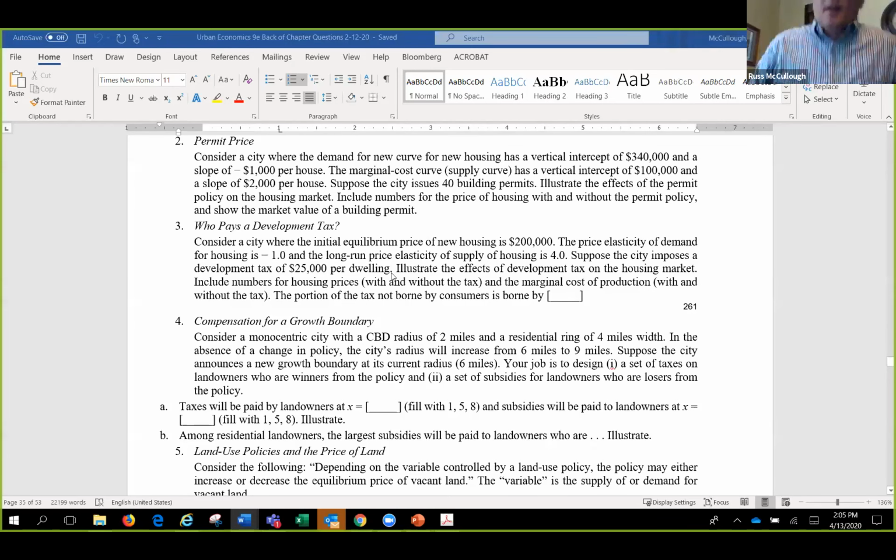Desktop 2. Okay. There we go. That's better. Is that the one you're looking for? Who pays the development tax? Yes. Okay.